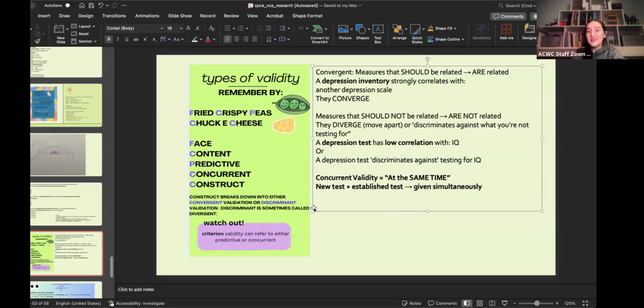So that's concurrent. Okay, the other one that I struggled with for a while too was construct. I think the way that helped me with this one is first just to think about construct all by itself. Sometimes they'll just say construct validity. They won't go deeper than that in some questions. Those are the lucky questions. If it doesn't go deeper than that, it's way easier.